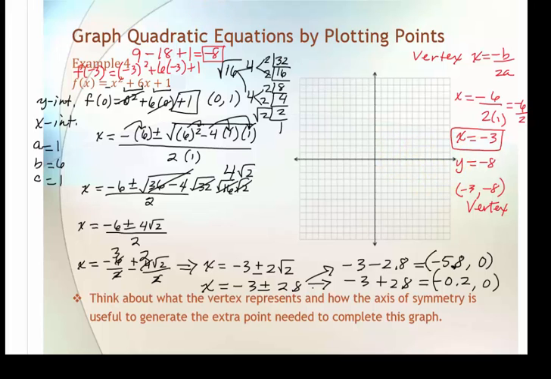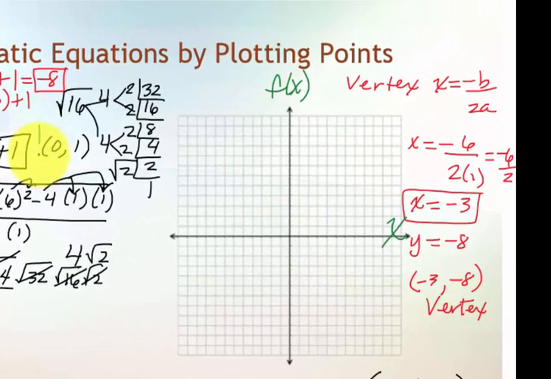So first I want to label the axes. We've got x and f of x. And since we don't have any fractions to worry about this time, I'm just going to count by ones for our scale. Our first ordered pair was the y-intercept of 0, 1.